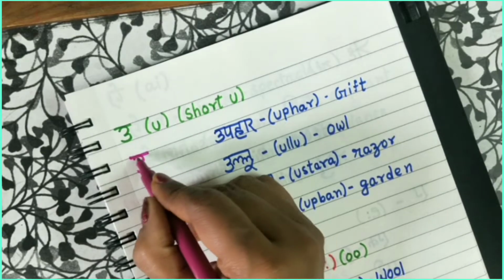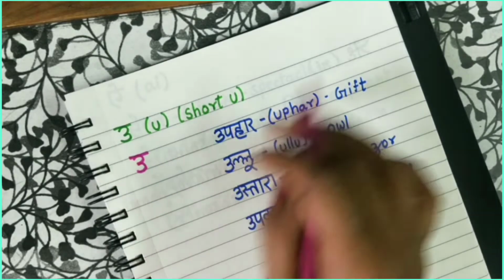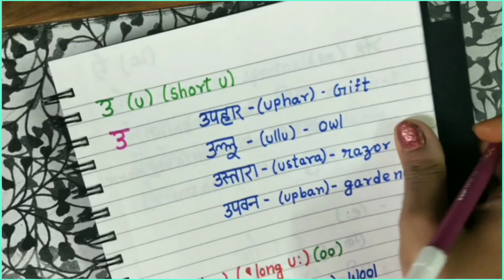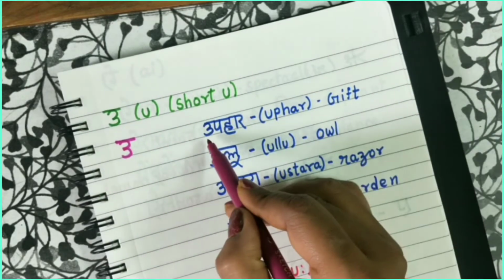Some letters have this line and some letters, very few letters, don't have this kind of shiro rekha. Okay, it is very important. So let's start. That is u. I told you u or short u.